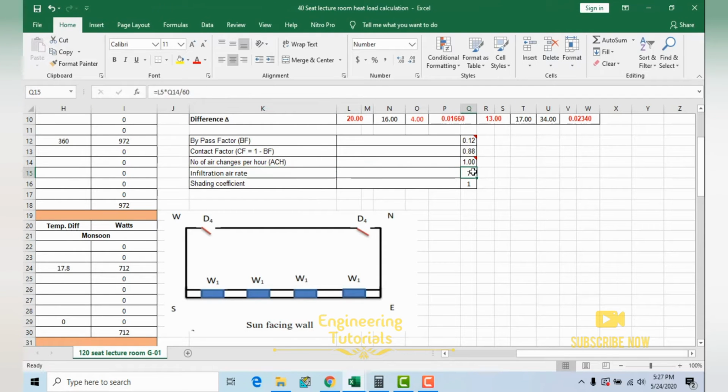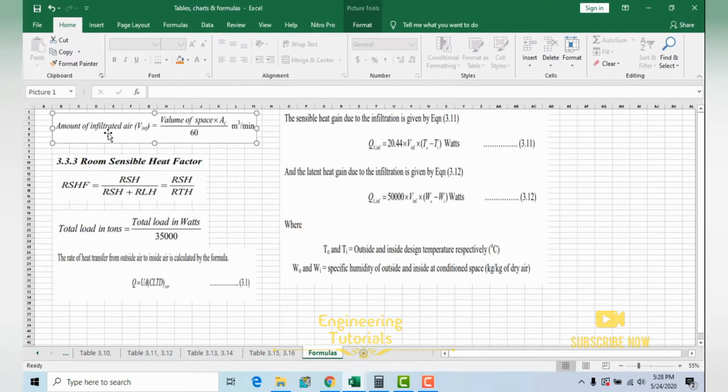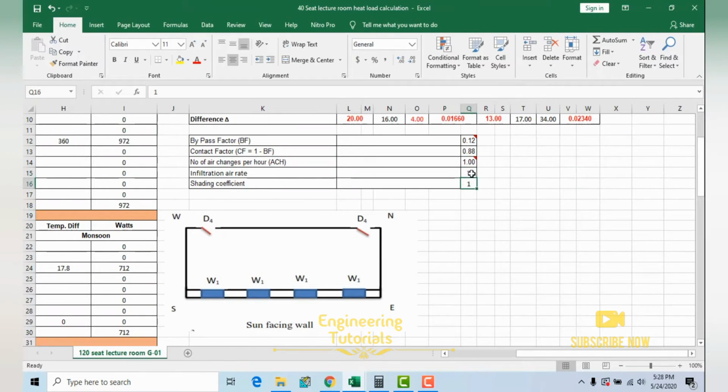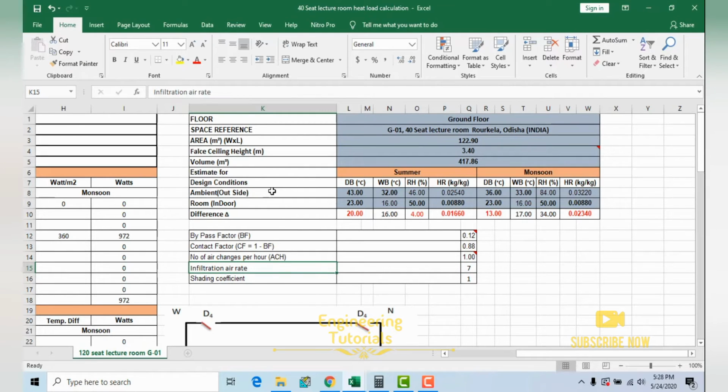And for the infiltration load, as I already told you, the infiltration flow rate is calculated by this formula, that is volume of space into air changes per hour divided by 60. So this is the volume into the number of air changes per hour, that is 1, divided by 60. You will get the infiltration flow rate of 7 cubic meter per minute. Let me add the unit here.